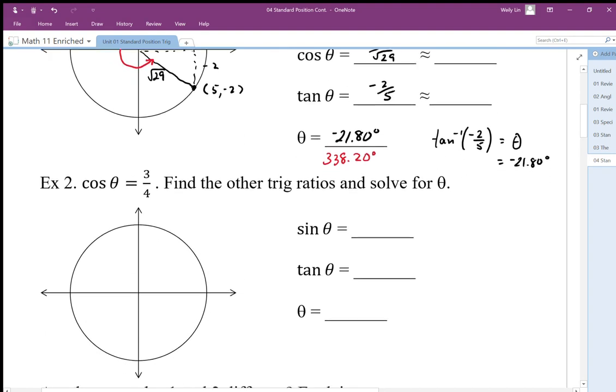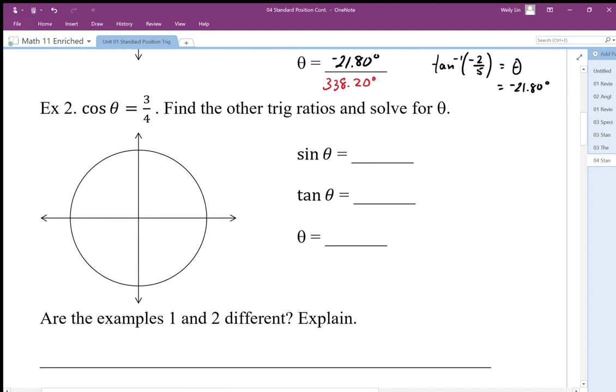Okay, so here is another problem where we're given the cos ratio is 3/4 and we need to find the other trig ratios. Since we're given the cos ratio in exact values, we have two sides of this triangle. Okay, so I'm going to draw this in. The cos goes with x, so my x to my radius, I'm going to say is 3/4.